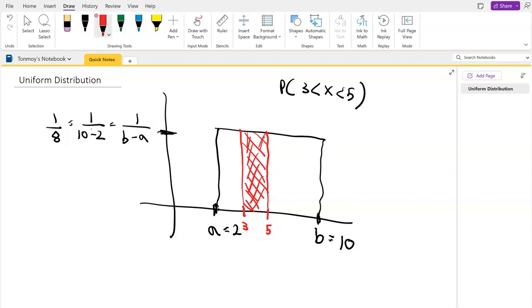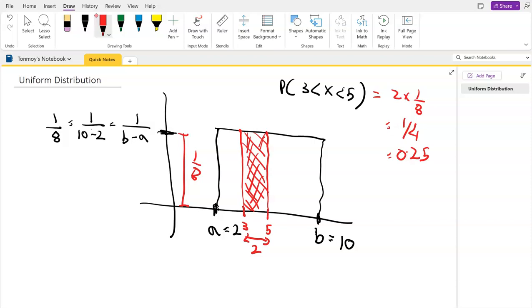So we know the height. This height is going to be 1/8, and the width is going to be 2, since 5 minus 3 is 2. So then the probability is just the height times width. So it's 2 times 1 over 8, which is going to be 1 over 4, or 0.25. So it is a very simple way of finding the probabilities.